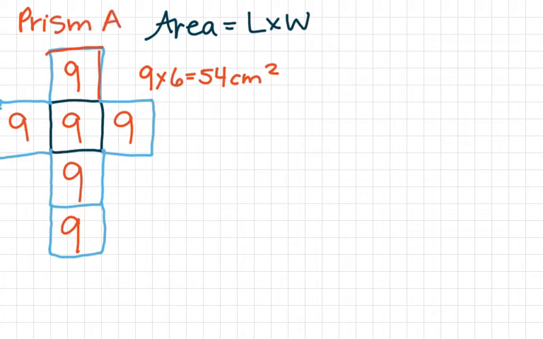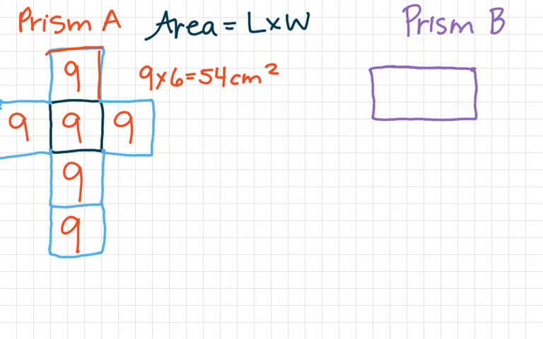Now let me draw Prism B. Again, make it 2-dimensional. Cut it if you could. Okay, so I know that I have a 6 by 3. This is the bottom of it, its base. And then I know the sides are only 1 centimeter tall.